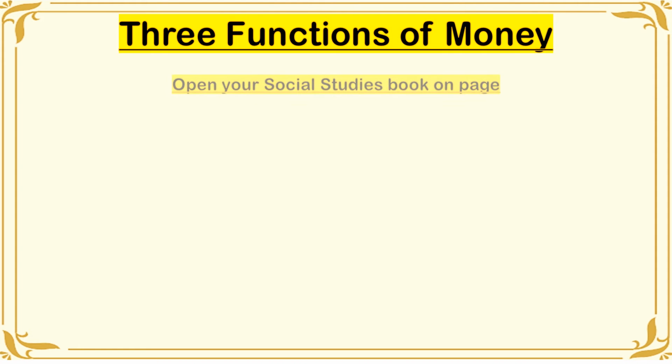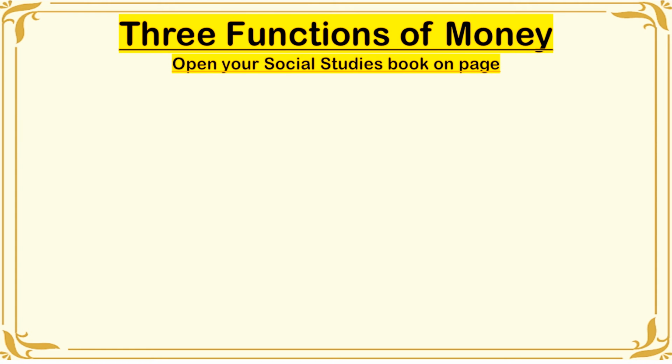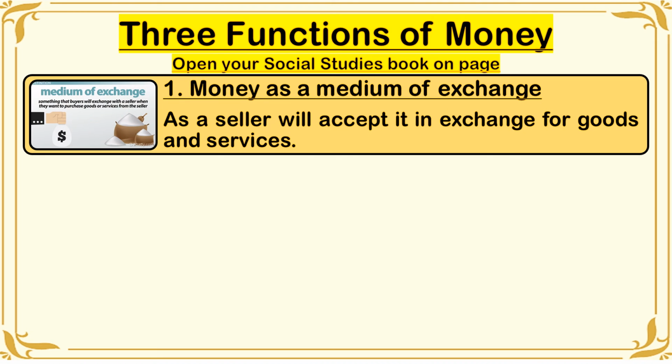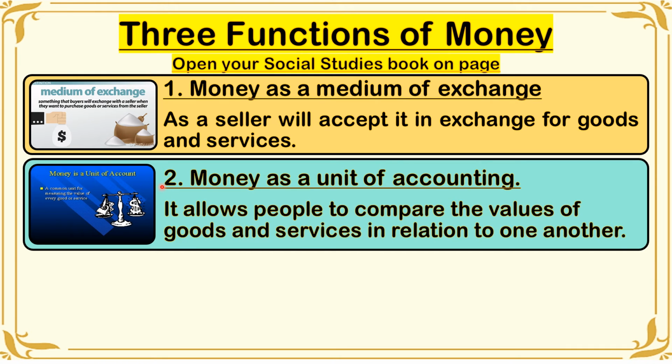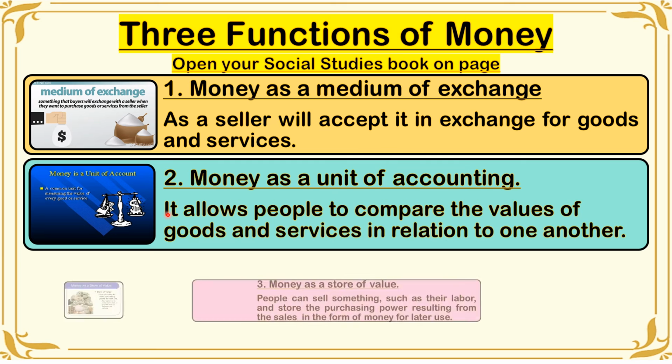Let us discuss the 3 functions of money. So open your books on page 72. Number 1, money as a medium of exchange. As a seller, we will accept money in exchange for goods and services. Number 2, money as a unit of accounting. It allows people to compare the values of products, goods, and services in relation to one another.